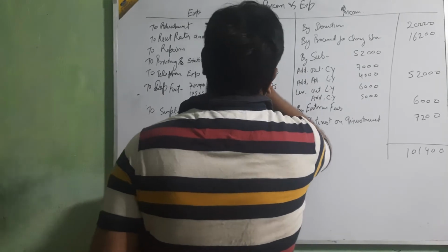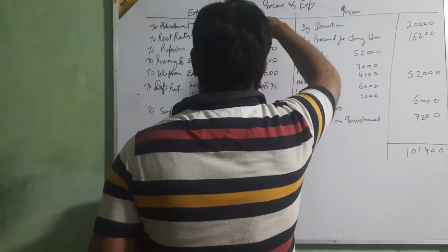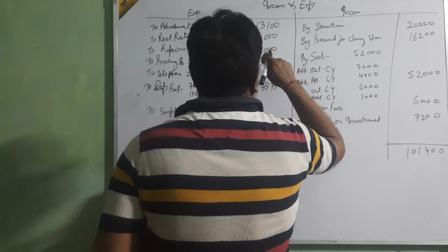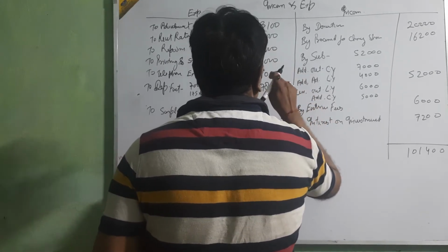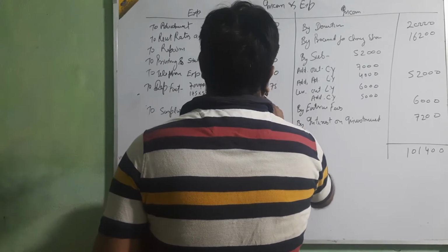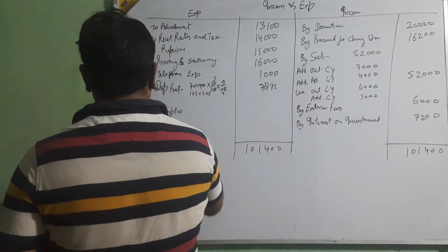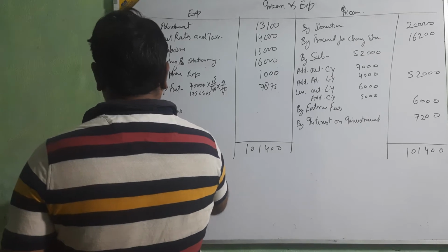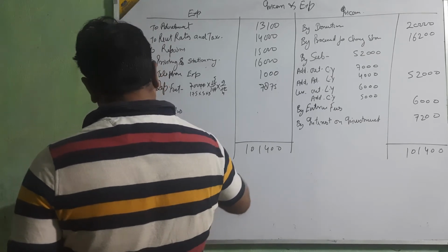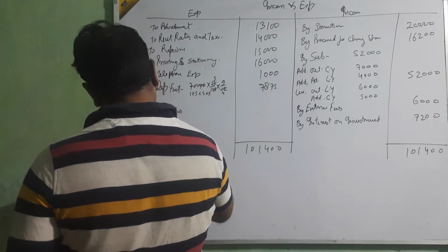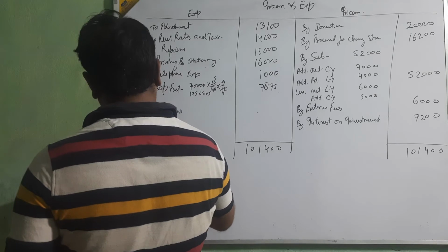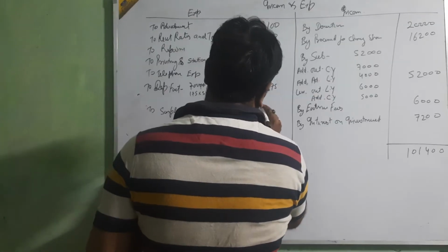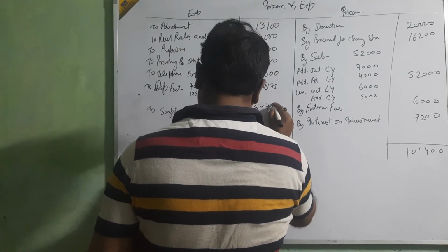This side total: 40, 47, 52, 58, 59, 66, 66,975, 101,400.